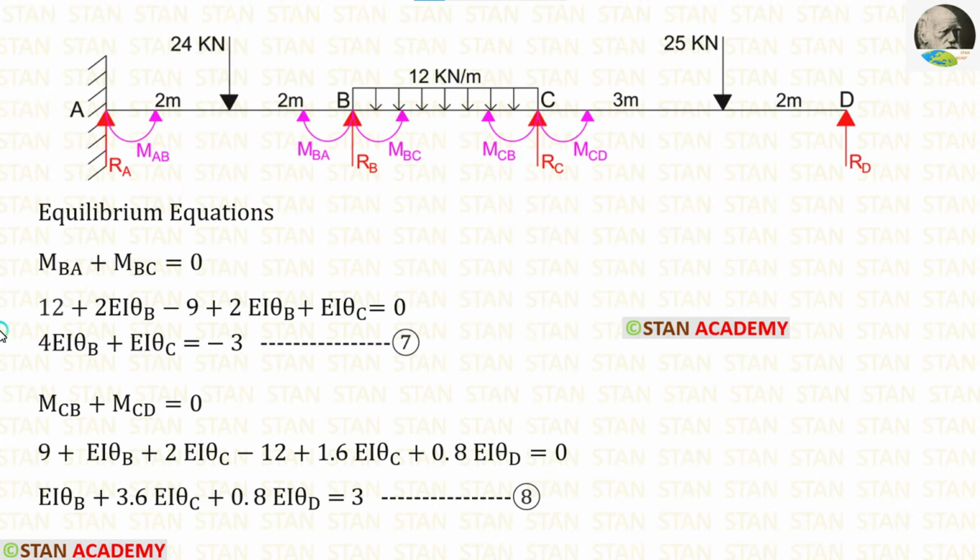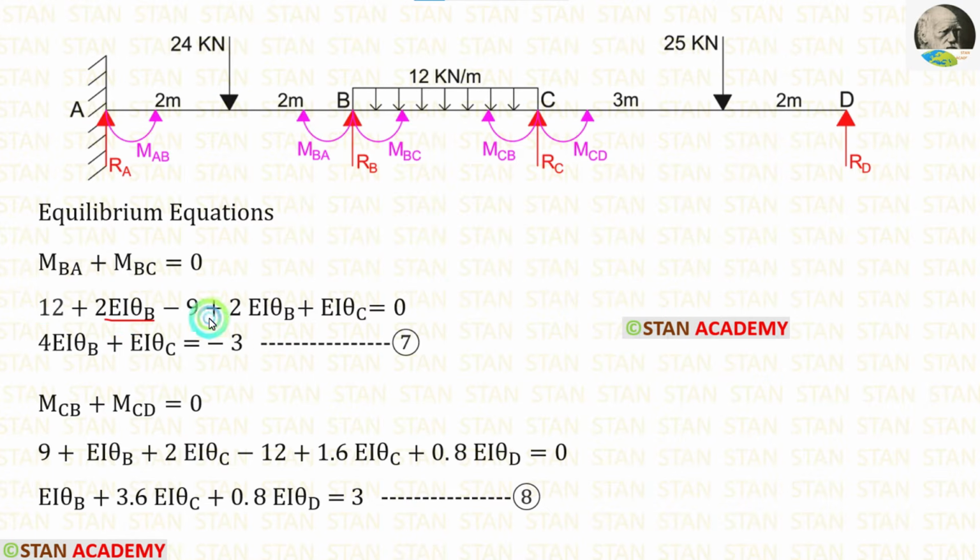We have made one equilibrium equation, but we need three equations. We have already seen that the second and third equilibrium equations can be made in the joints B and C. In the joint B, MBA plus MBC is equal to 0. We have already made the slope deflection equations for MBA and MBC. Let us apply that. 12 minus 9, we will get 3. Let us take 3 on the right side. It will come as negative.